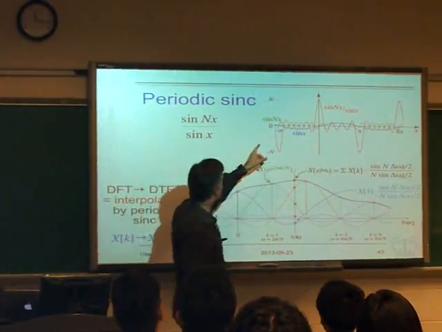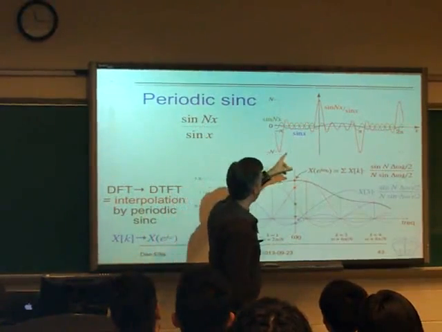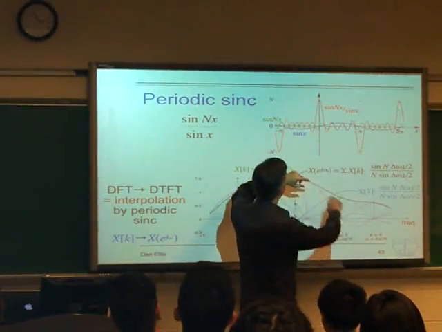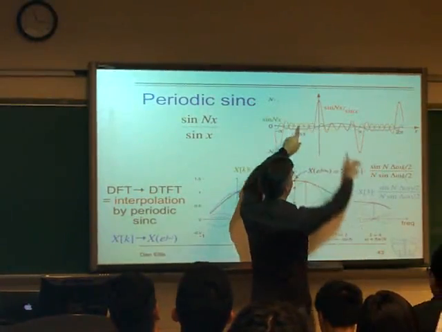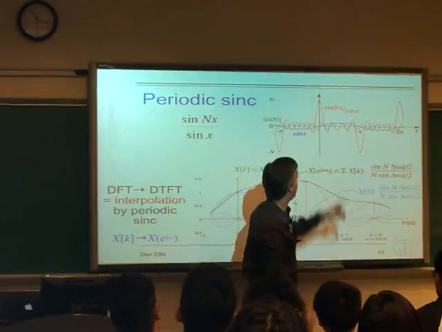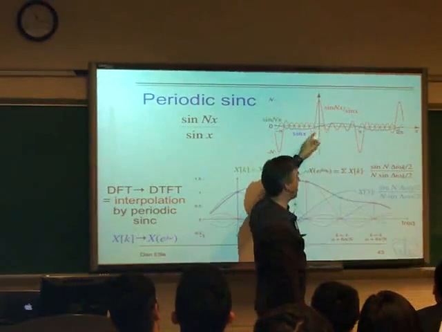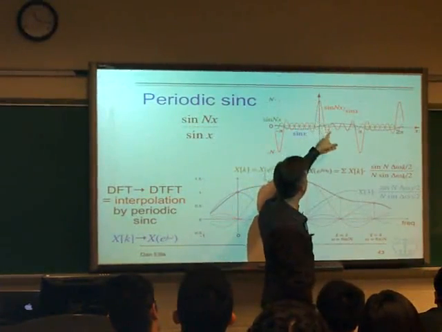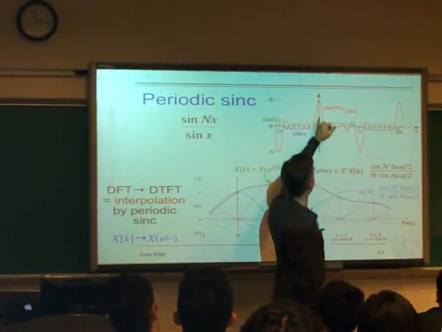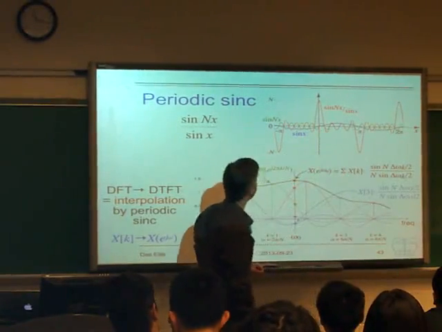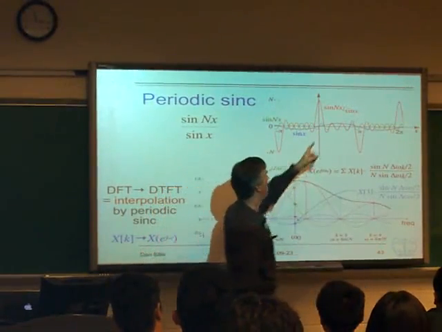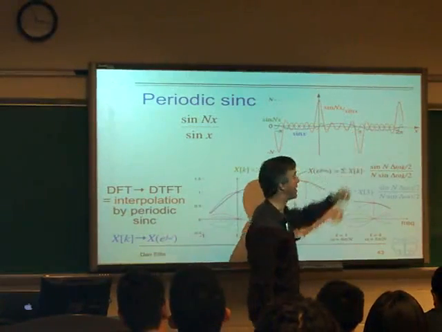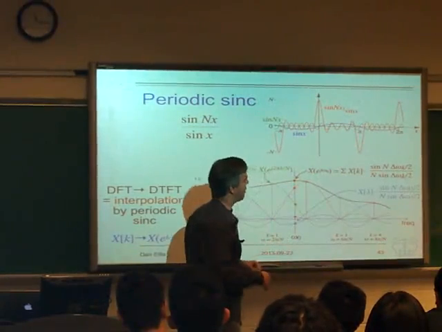Here's our periodic sinc, sine nx on sine x. Here, green is sine nx, blue is sine x, and close to 0, it behaves like sinc. We have a sine function divided by something which looks kind of like y equals x, at least if you don't look too far away. So you have this sinc behavior where it looks like a sine that decays away, except at 0 where it tends to 1. Or in this case, it actually tends to n, because sine nx tends to nx as x goes to 0, and sine x tends to x as x goes to 0.